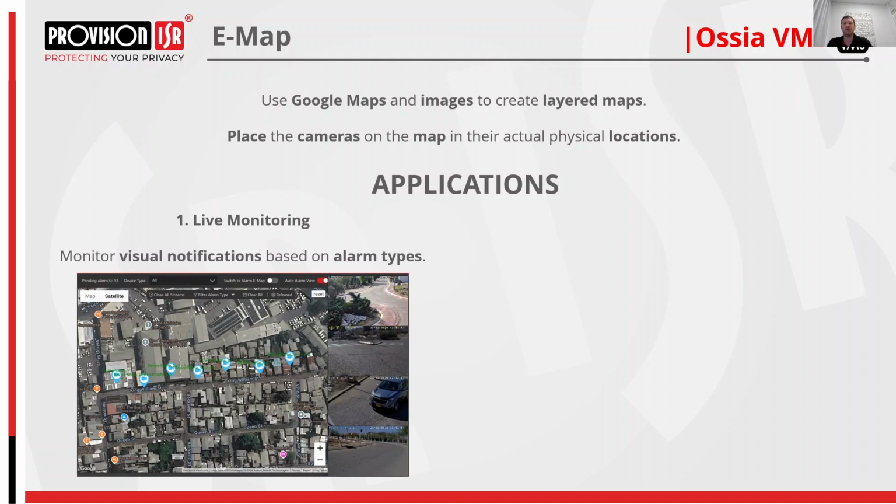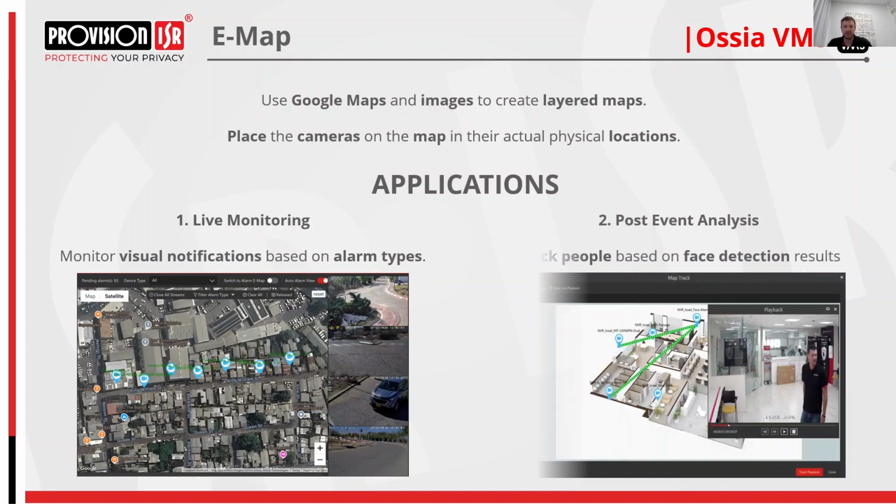First, it's perfect for live monitoring. You'll get real-time pop-up alerts based on specific alarm types, keeping you on top of everything as they happen. Second, it's an awesome post-event tool, allowing you to dive into events like tracking individuals through face detection or recognition. EMAP covers both live action and detailed event analysis. I would like to take a closer look at how this works in action.